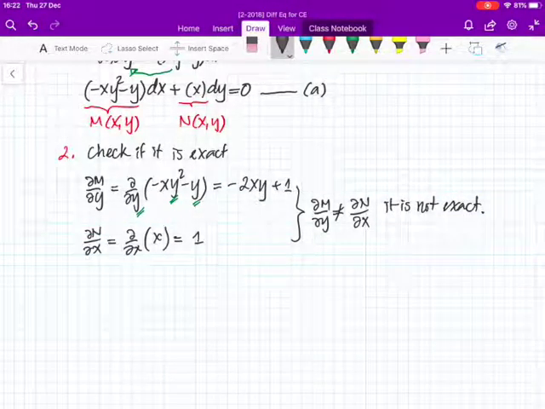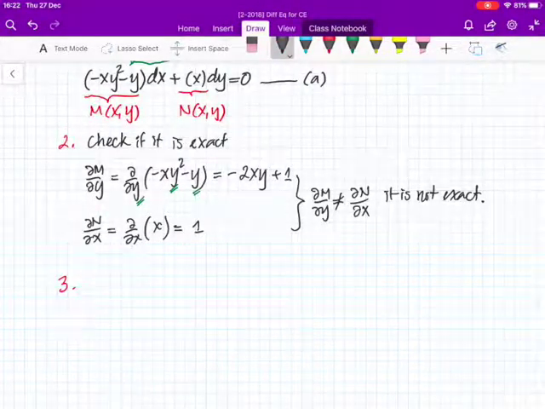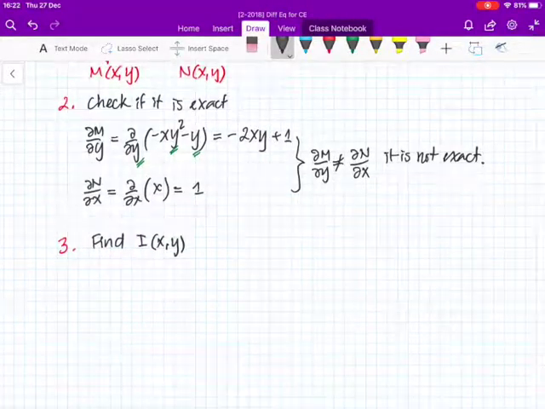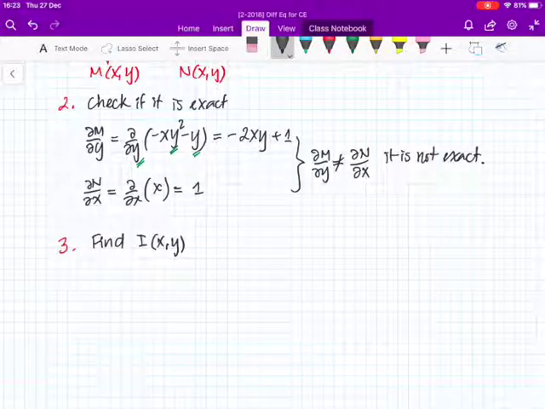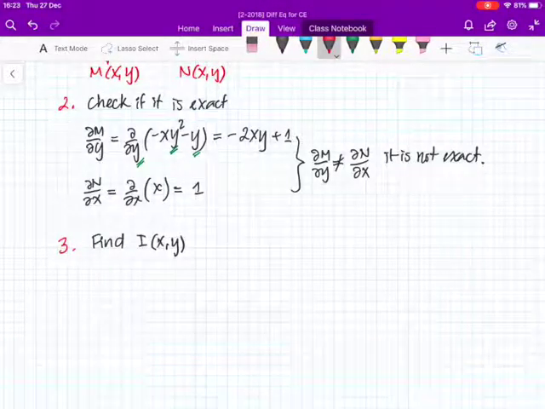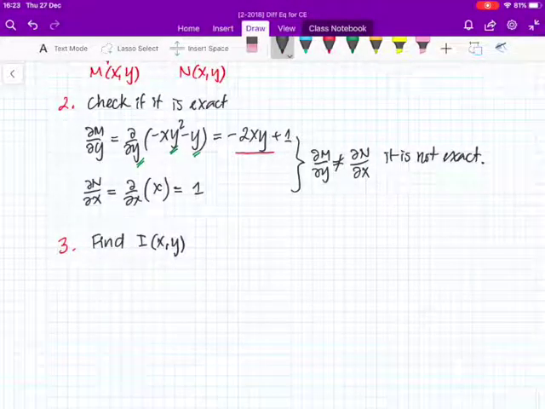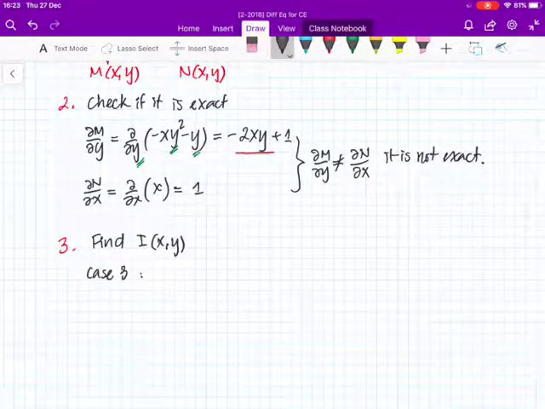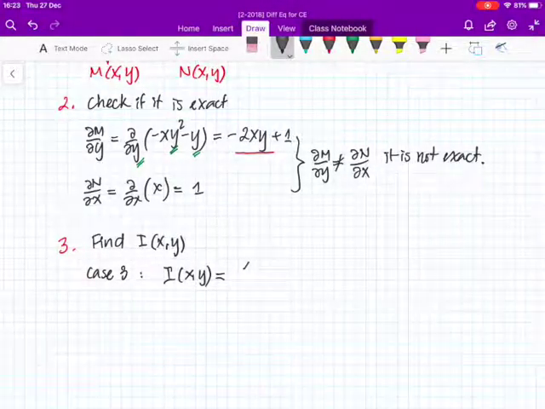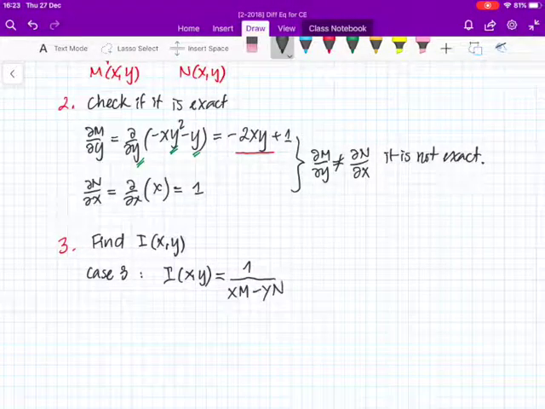It's not exact. So our next step is to find the integrating factor. And how do we find it? We observe that we have 3 cases: case 1, case 2, and case 3. But in this case, because the partial derivative of M contains both x and y, it should go to case 3. Case 3, where the integrating factor contains x and y together, is equal to 1 over x multiplied by M minus y over N.